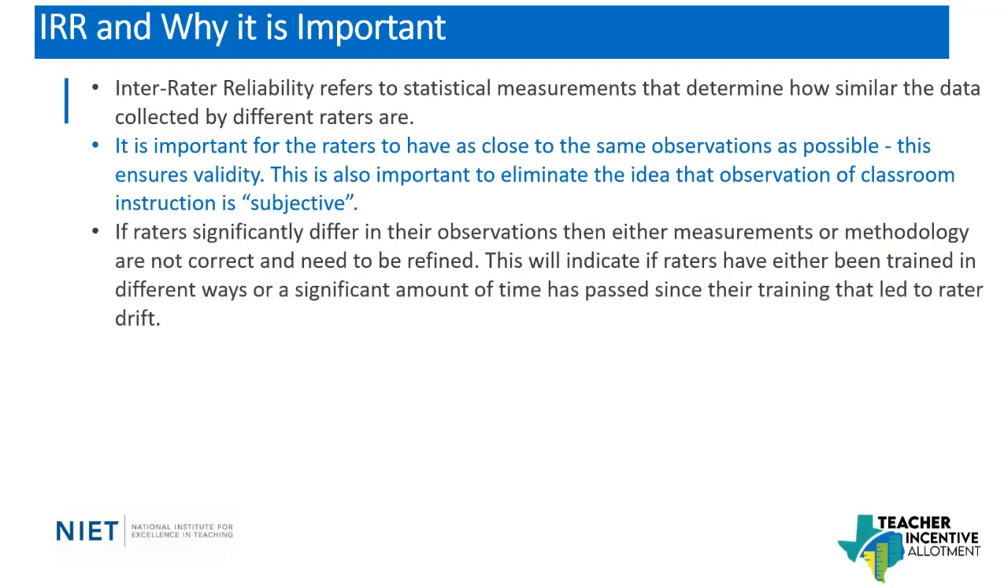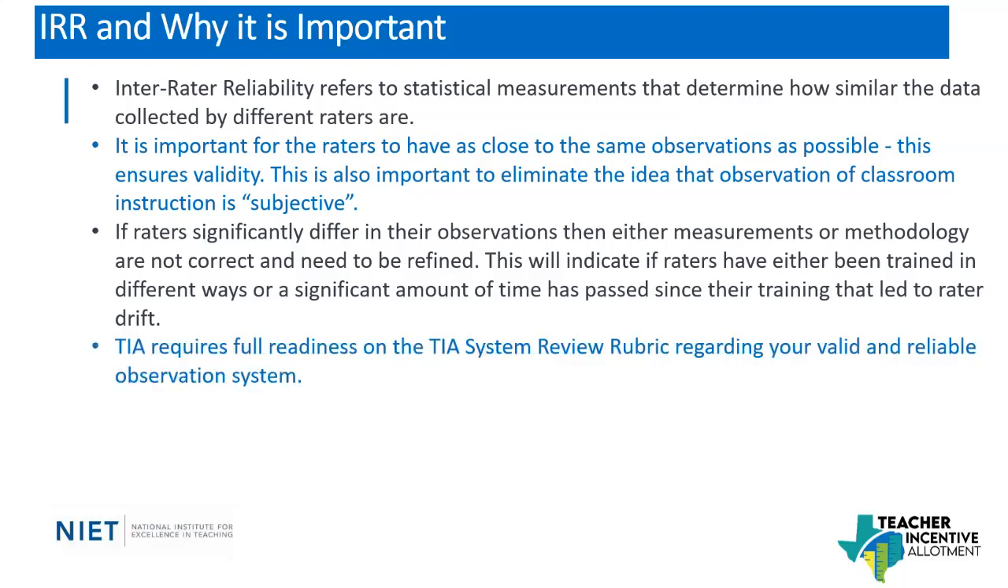If raters significantly differ in their observations, then either measurements or methodology are not correct and should be refined. This will indicate if raters have either been trained in different ways or a significant amount of time has passed since their training that led to rater drift. As a reminder, TIA requires full readiness on the TIA system review rubric regarding your valid and reliable observation system.